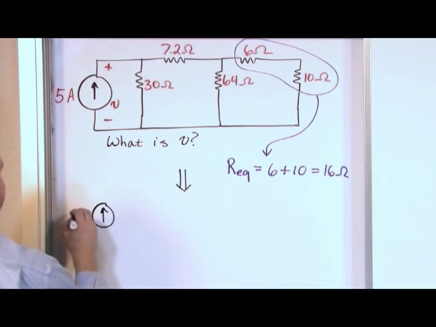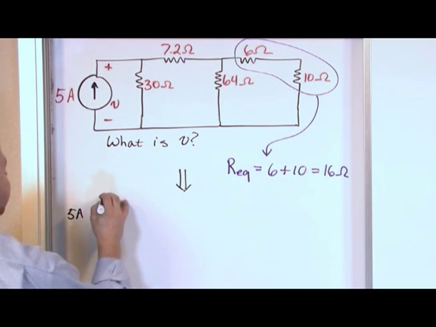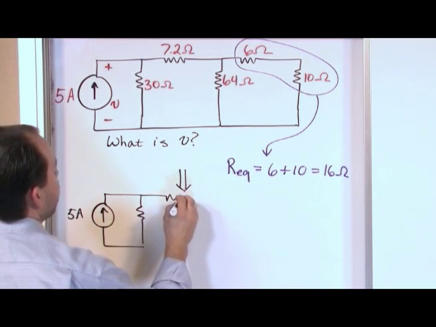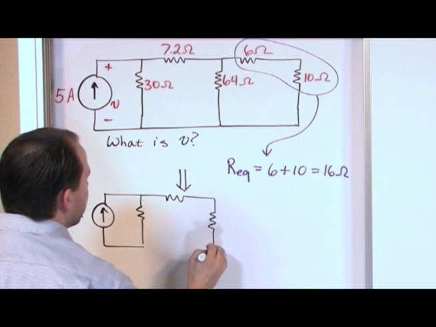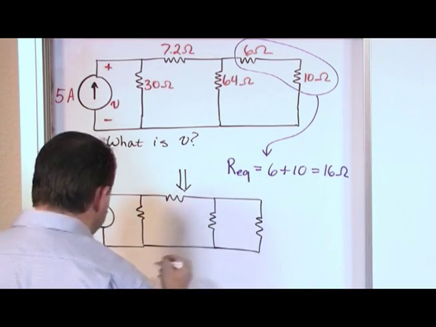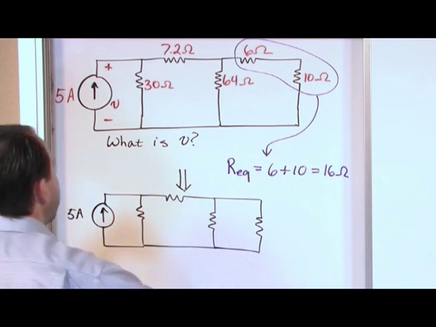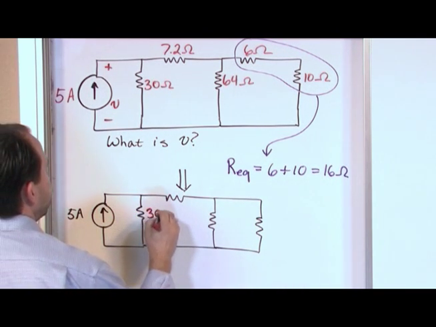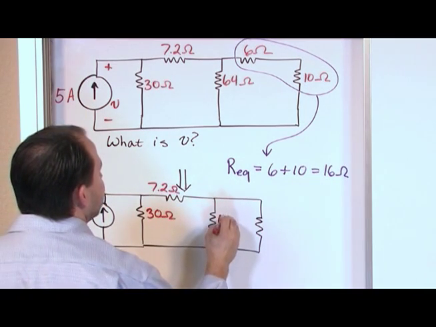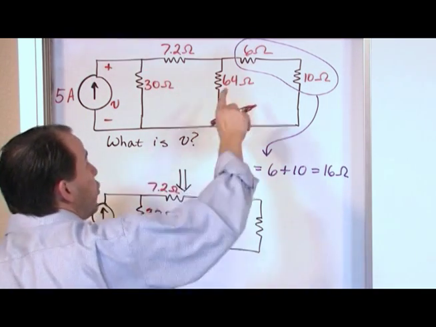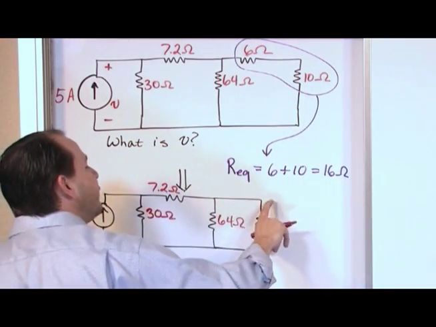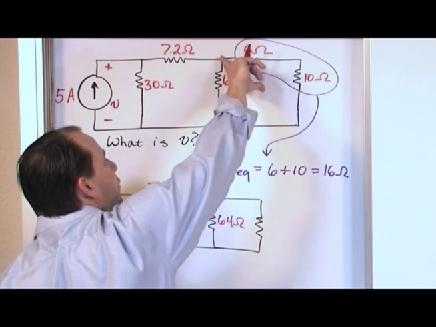So you have the 5 amps here, you have a resistor here, you have a resistor up on top, you have the 64 ohm resistor here, and now you have a new resistor like this. Now let's make sure we understand what we're doing here. We have 30 ohms, here's 7.2 ohms, here's 64 ohms. Now look what happened. We have a resistor here and a resistor here. We're combining them into another resistance. That resistor is still connected between this point and this point.